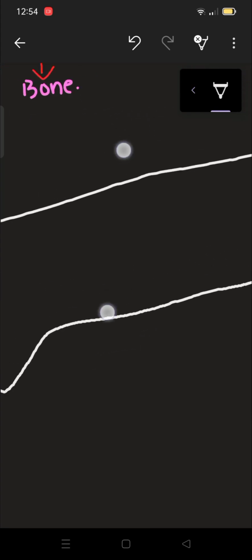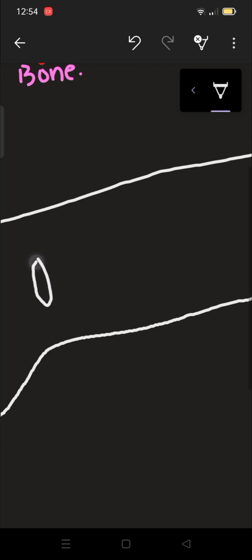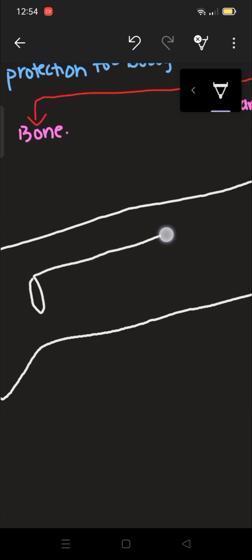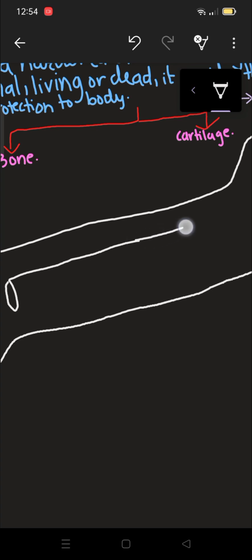Okay, this is fine, I guess. Here we have the structure of bone. I'll be telling you each and everything. Wait, let me make it here first. I'm making it first, then I'll be telling you what these structures are.